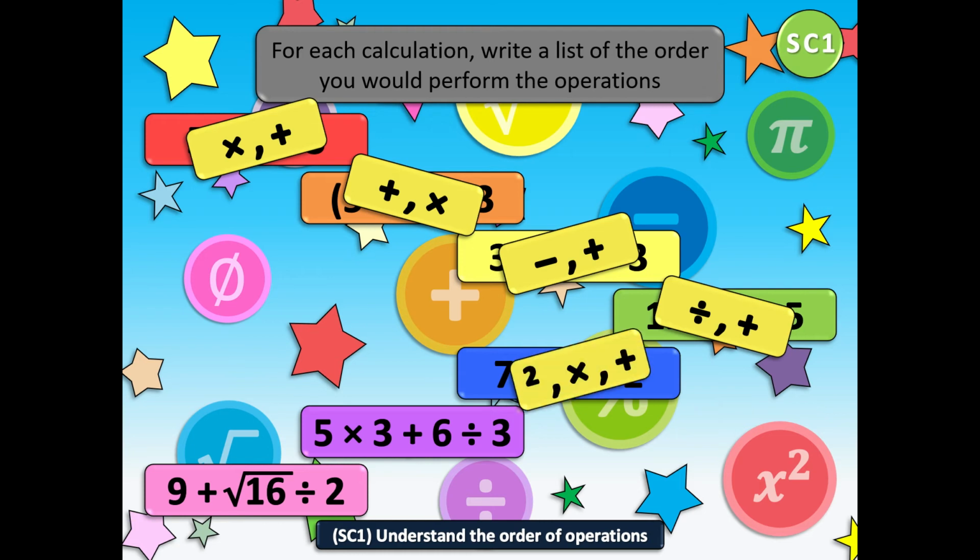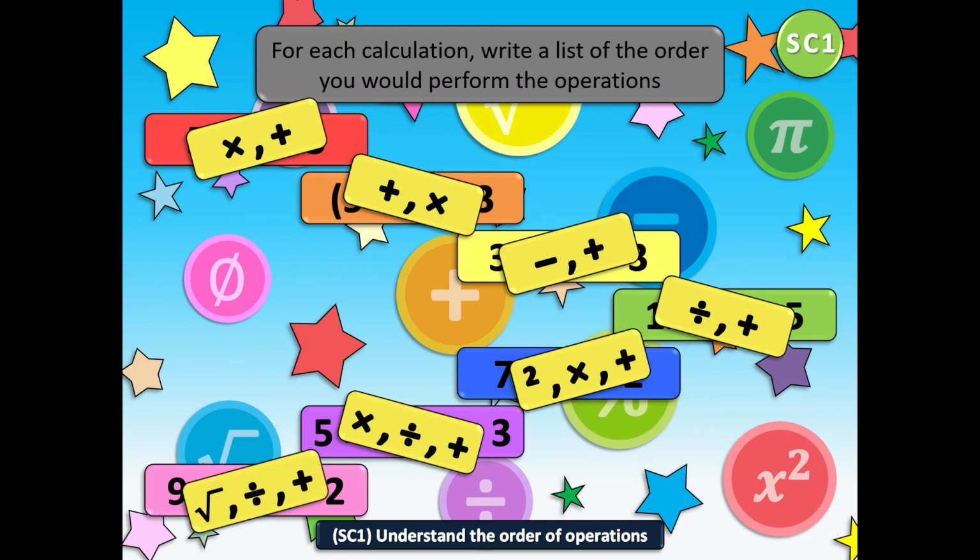For the blue question, we'd need to do the indices, then the multiplication, then the addition. For the purple question, we do the multiplication, then the division, then the addition. And for the pink question, we do the indices, then the division, then the addition.